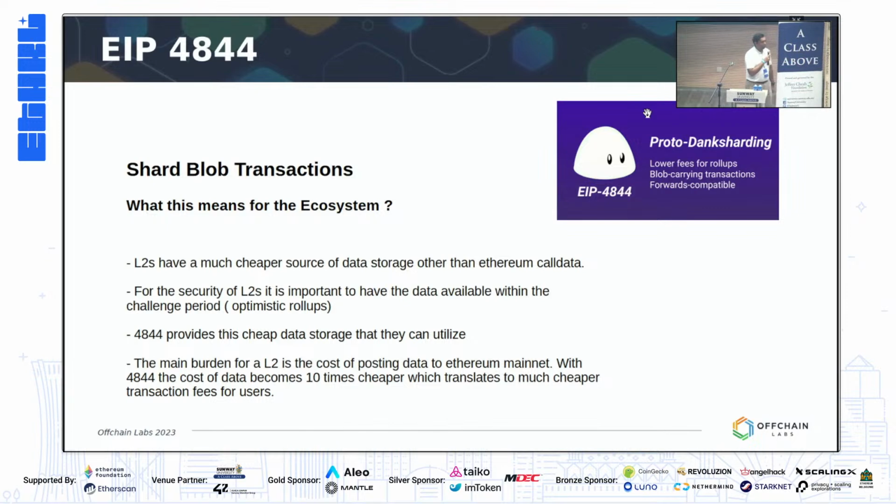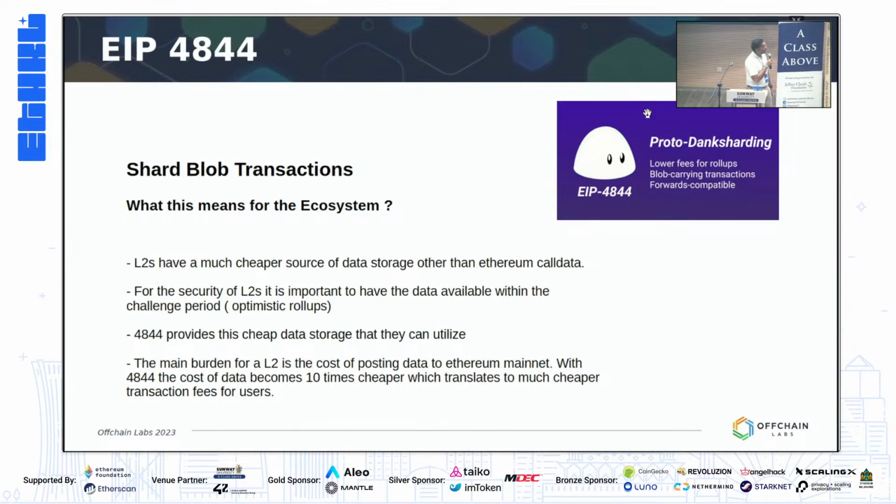Now we move on to what these shard blob transactions mean for the ecosystem. L2s right now are bottlenecked on posting data on chain. For almost all L2s, the main cost they pass on to users is the cost of data they post on the Ethereum mainnet. Call data is expensive, it is kept forever, and due to DOS concerns, its price is so expensive. With shard blob transactions, L2s have an alternative route to post data, which is through these blobs.